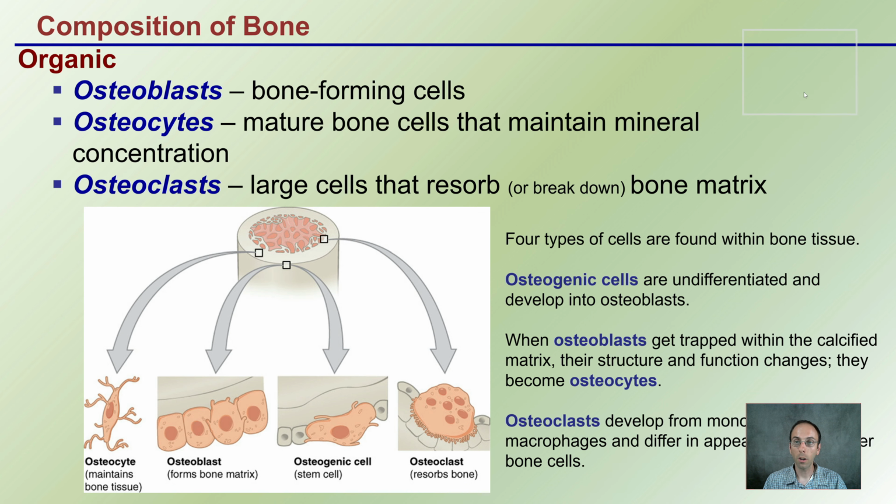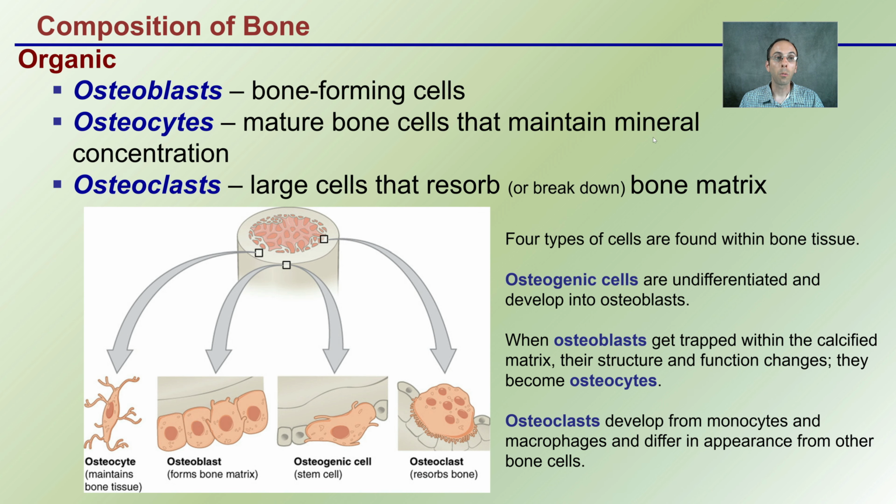The composition of bone in general: we have an organic component, which includes your osteoblasts, your bone-forming cells; your osteocytes, which are mature bone cells that maintain mineral concentrations; and then your osteoclasts, which are large cells that reabsorb or break down the bone matrix. So while these all start with osteo, blasts are bone forming, cytes are the mature bone cells, and clasts are the large cells that reabsorb or break down the bone matrix.